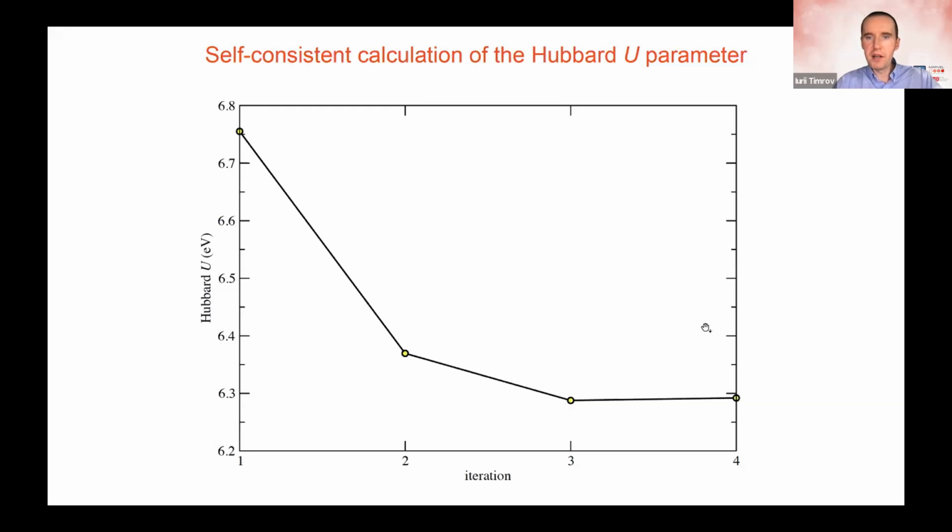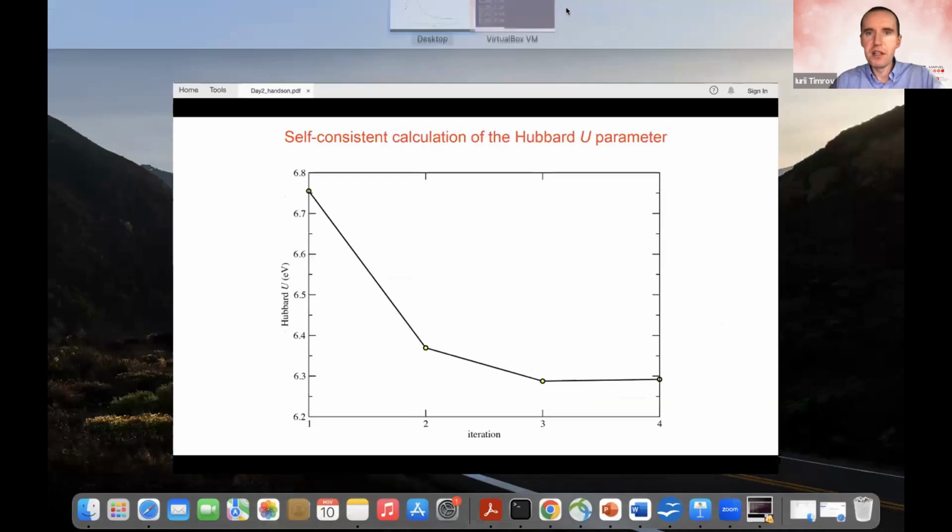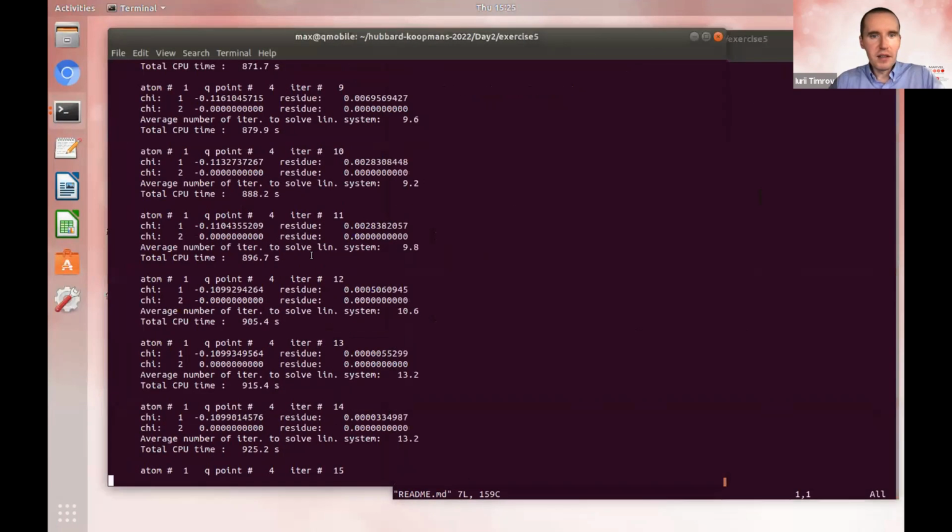So you see, it takes quite a number of calculations. It's not just one calculation. It really takes quite a bit of calculations. And yes, this is still our first run, but we are already at the last Q point, number 4.